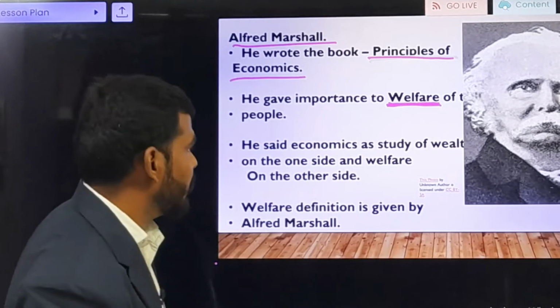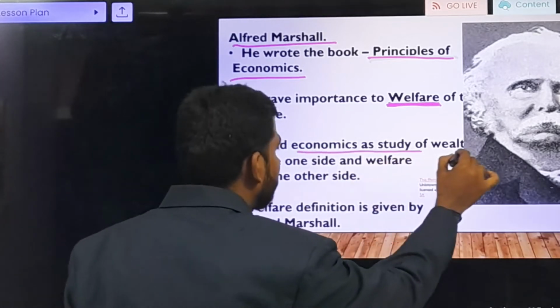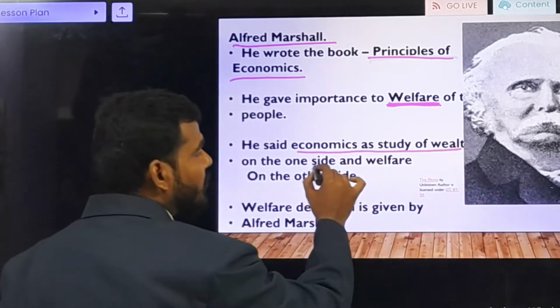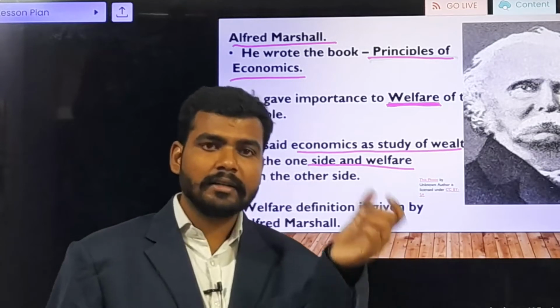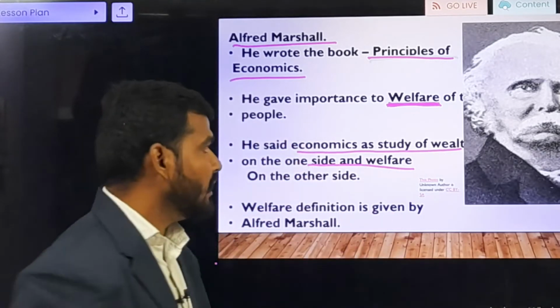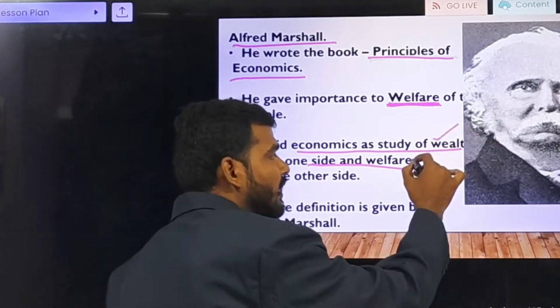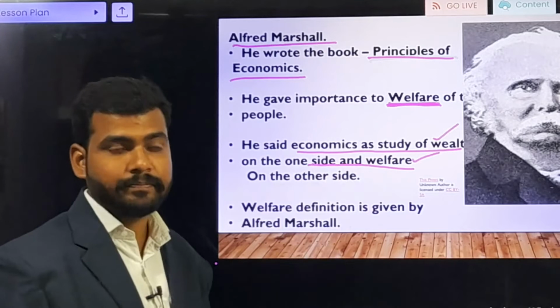Alfred Marshall said that economics is a study of wealth on the one side and welfare on the other side. If you take a coin, there are heads on one side and tails on the other side. In the same way, if you take economics, there is wealth on one side and welfare on the other side. Who said this? Alfred Marshall said this.